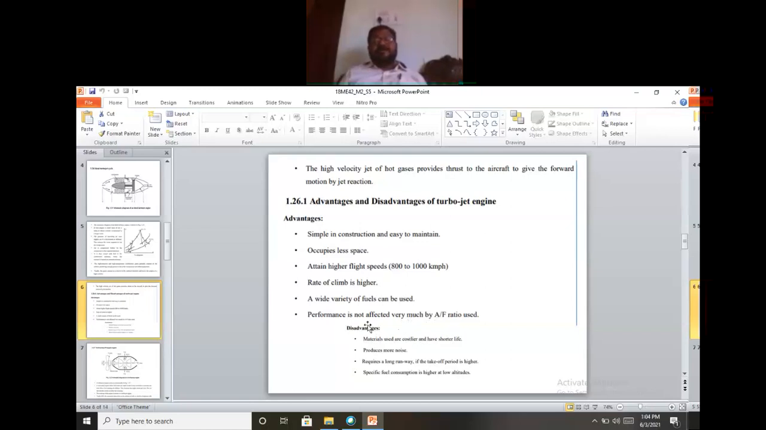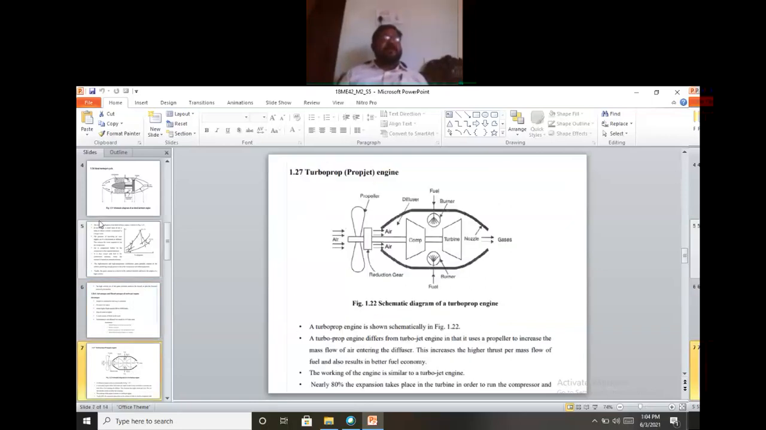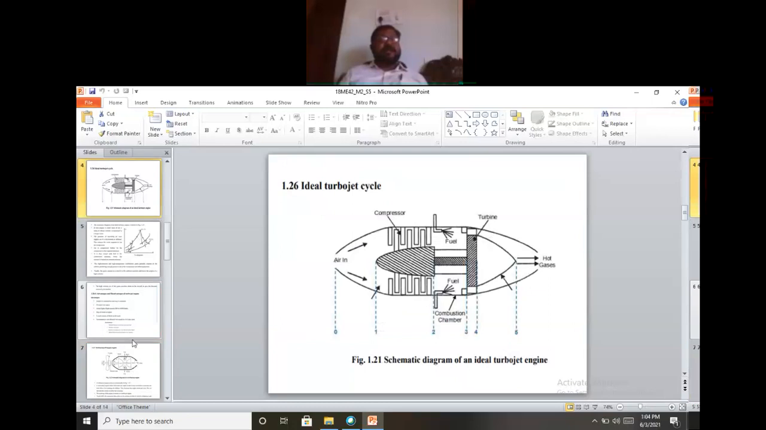Some of the limitations or disadvantages are these. The materials used are costlier and have a shorter life. They produce more noise, require a long runway, and the takeoff period is longer. Specific fuel consumption is higher at low altitudes. These are some of the disadvantages of the ideal turbojet cycle.